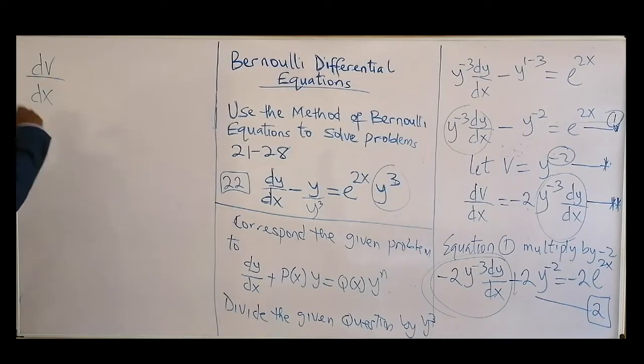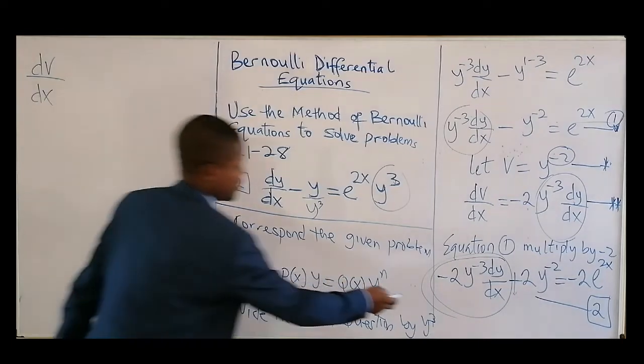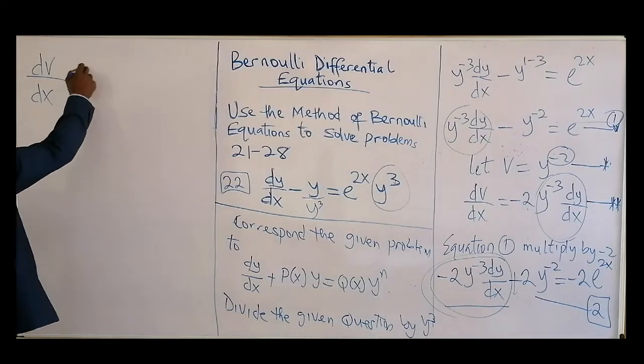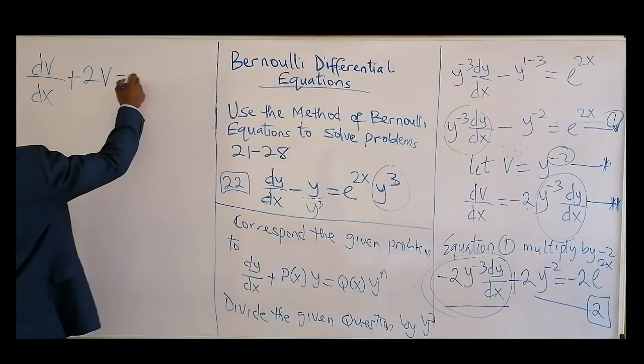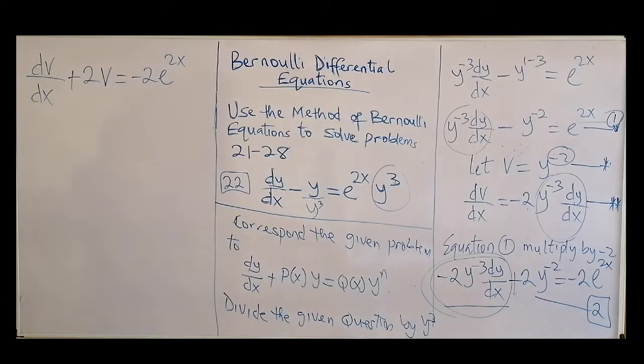Once you plug in your star 1 and star 2 into equation 2, then you have here the v dx. That's the v dx, then plus 2y to the power minus 2, that's a v. Okay, then equal to what? Equal to minus 2e^2x.